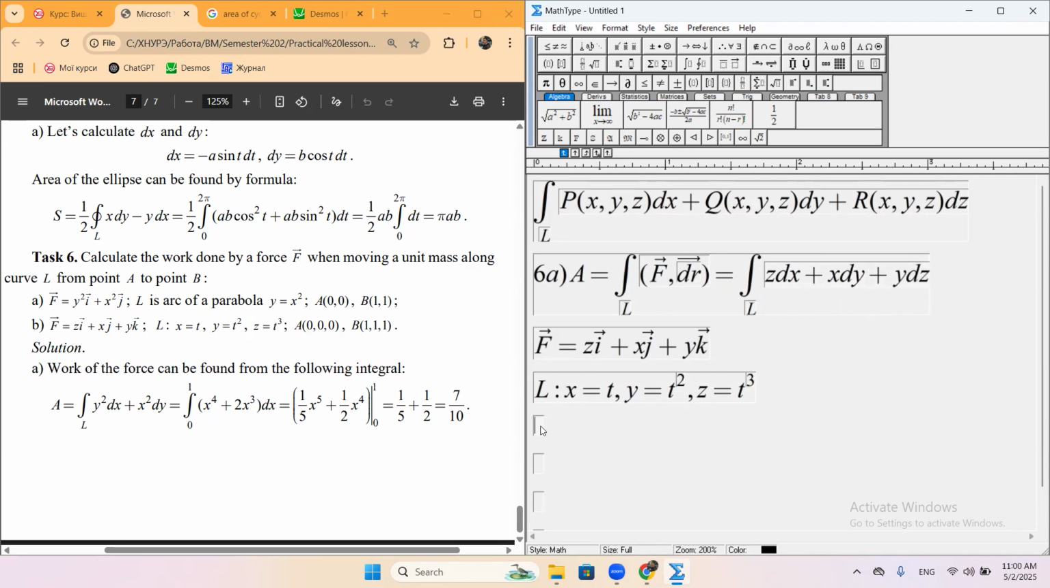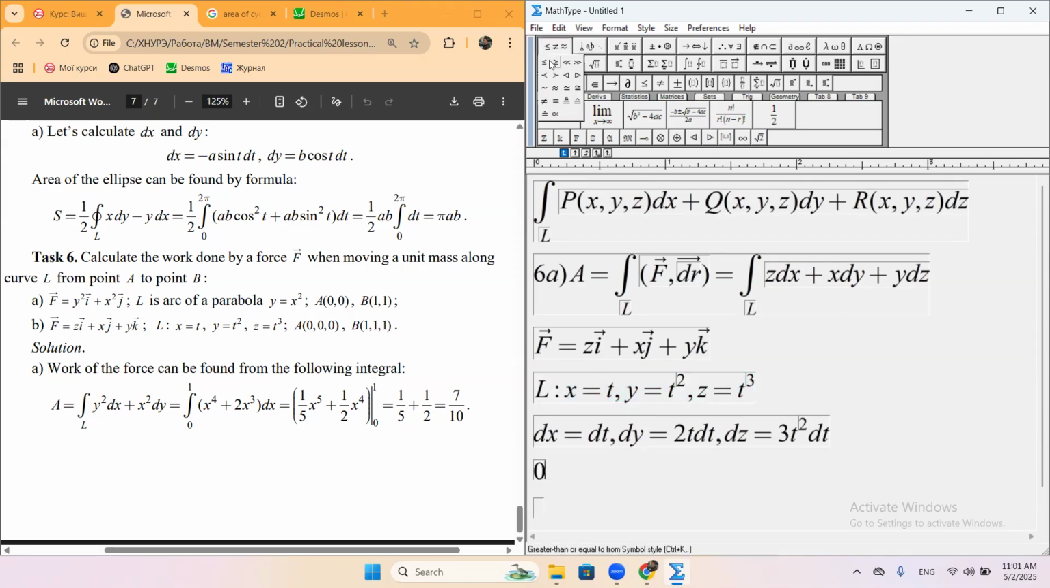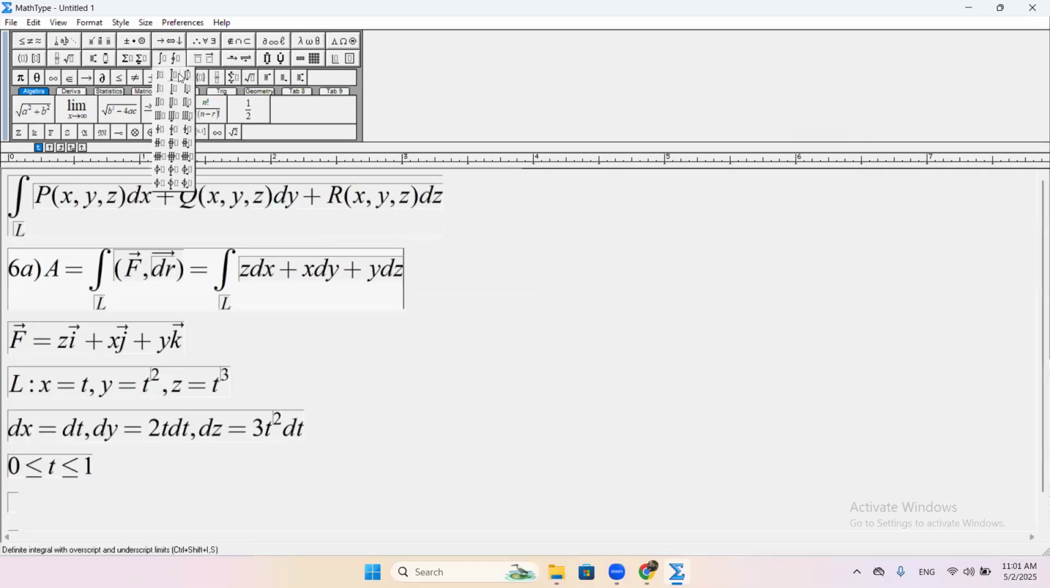So now let's find differentials. dx equals dt, then dy equals 2t dt, and dz equals 3t² dt. And what about the value of parameter t? Looking at these formulas, we figure out that t is limited by values from 0 to 1. So now we will write down the definite integral.